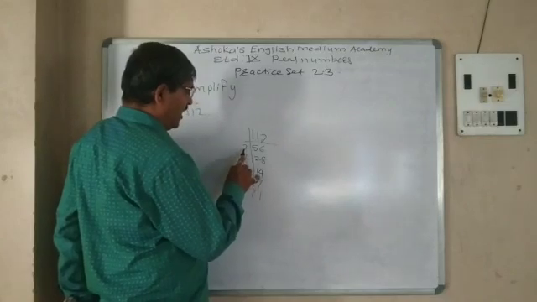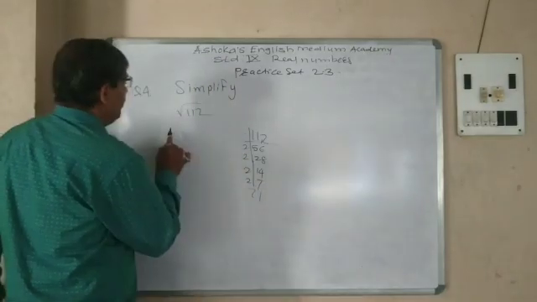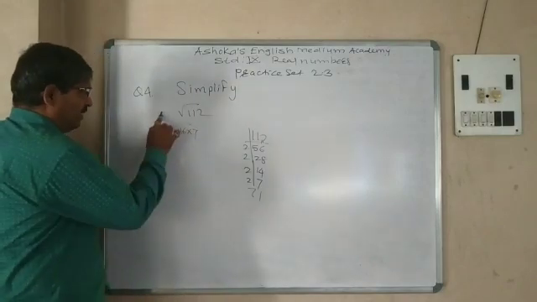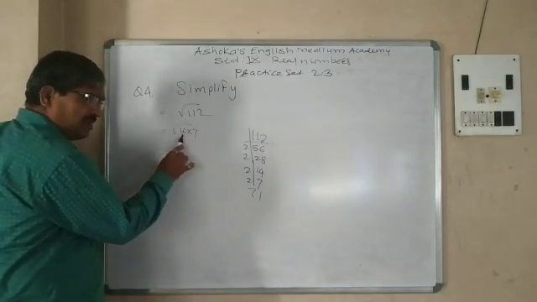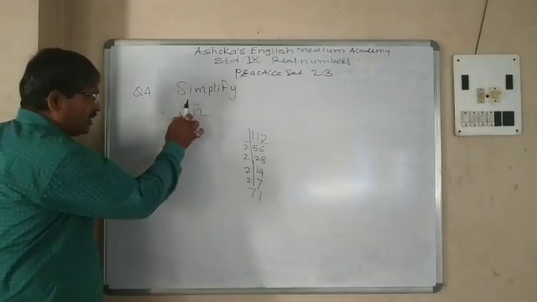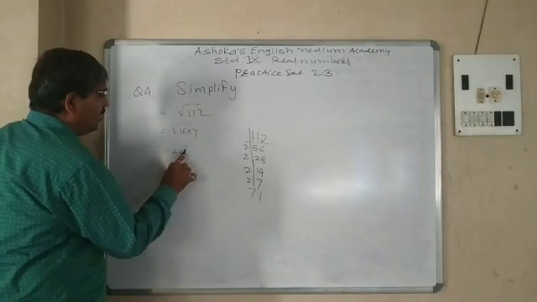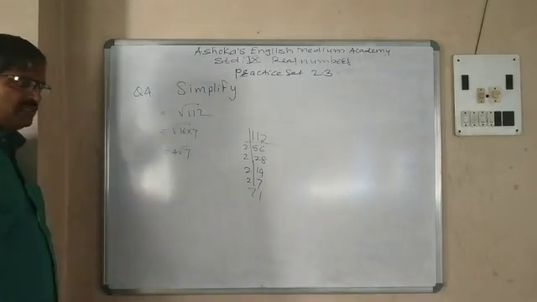4 2s are 8, 8 2s are 16. Means under root 16 into 7. And thus 16 is the maximum perfect square number after splitting 112. The square root of 16 is 4, so 4 under root 7. That is the simplest form.